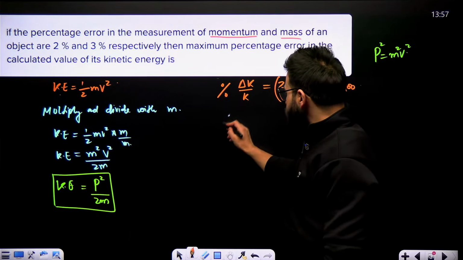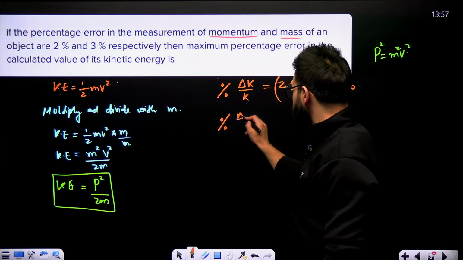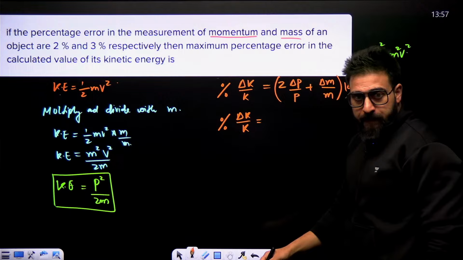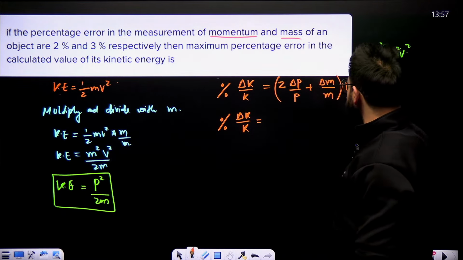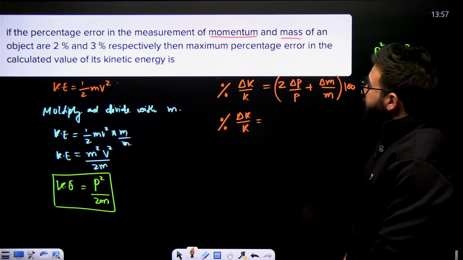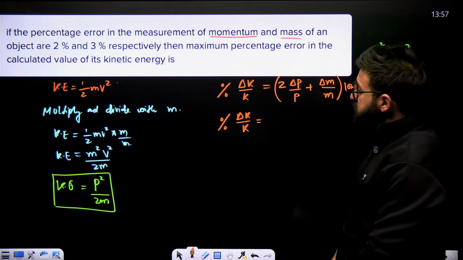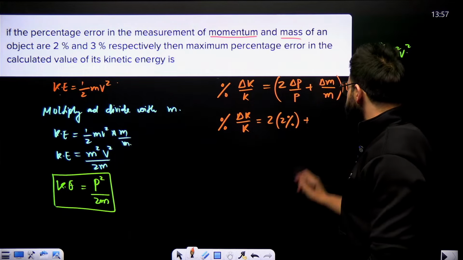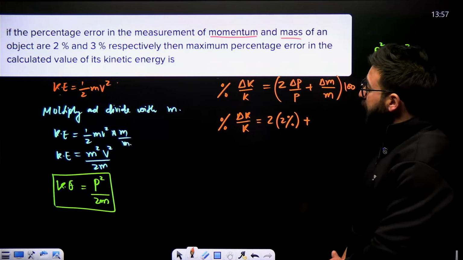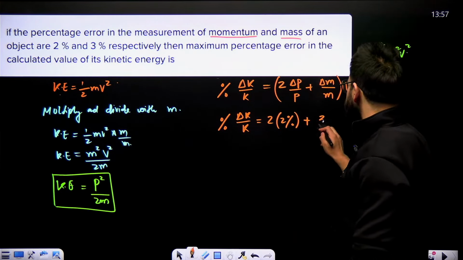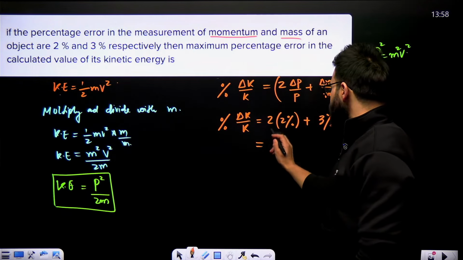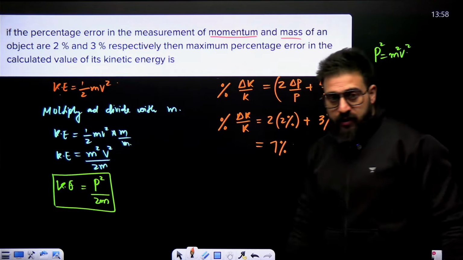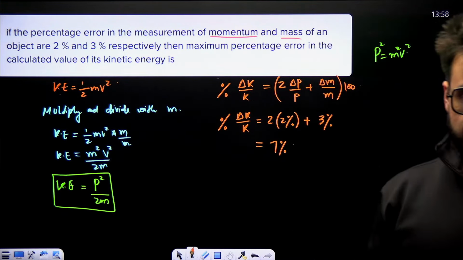So delta K divided by K in percentage is equal to 2 delta P by P into 100. The error in momentum is given as 2%, so 2 into 2%. Then plus the error in mass, delta M by M into 100, is given as 3%. So 2 into 2 is 4%, 4 plus 3 is 7%. So it is 7%.